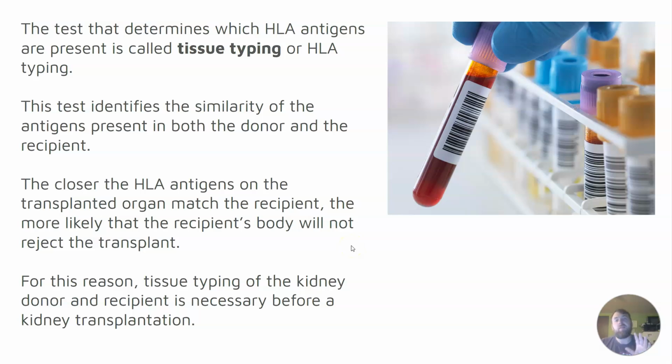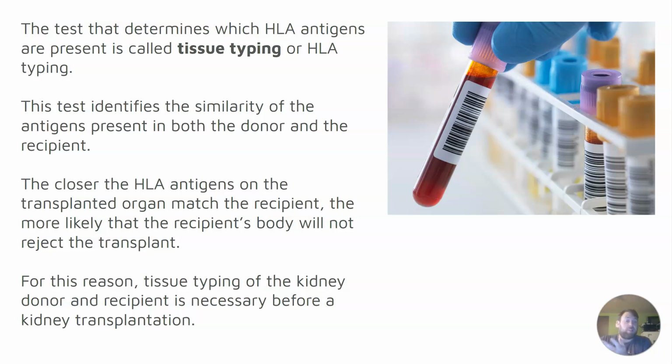Now, the testing that determines whether or not these HLAs are the same in the donor and the recipient is called tissue typing, which makes sense because we're literally transporting tissue from one person to another. We're going to be testing the similarity between these antigens. They're not going to be perfect. It's not going to be exact because there's lots of complexity to these HLA antigens, as we'll see in the genetics in a second here.